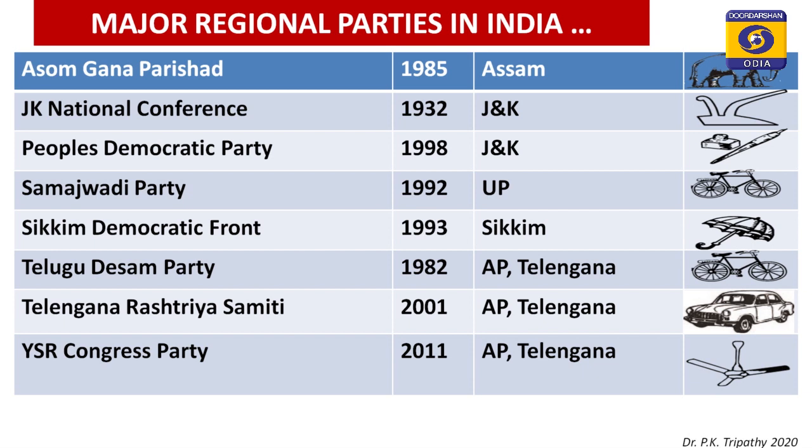Sikkim Democratic Front, 1993, in Sikkim; then Telugu Desam Party, in 1982, active in Andhra Pradesh and Telangana; then Telangana Rashtriya Samiti, TRS, in 2001, active in the same state; then YSR Congress, formed in 2011 in Andhra Pradesh and Telangana, and now TRS is ruling Andhra Pradesh. So, this is the list of regional parties in India.